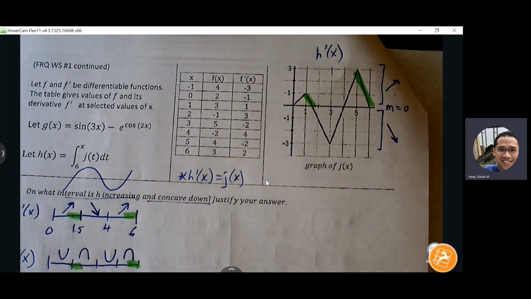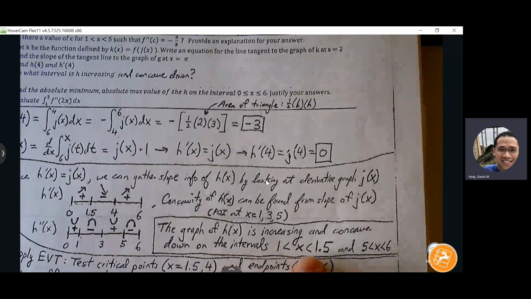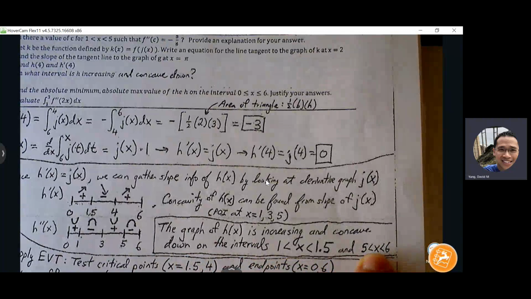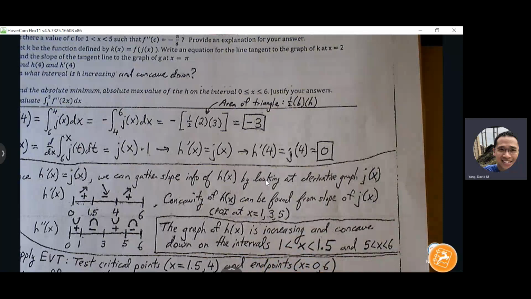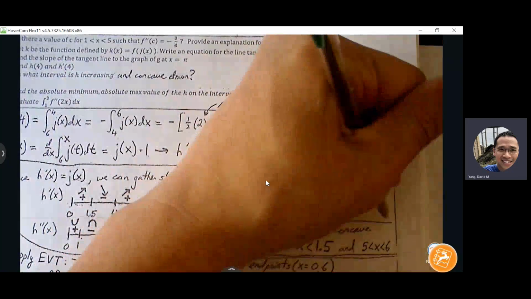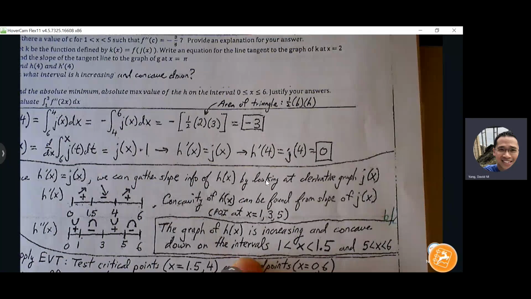Let me write this down here. Okay, the graph of H is increasing and concave down on the intervals from 1 to 1.5 and from 5 to 6. The reason why is because H prime is greater than 0 and H double prime is less than 0. You can also say where H prime is positive and H double prime is negative.